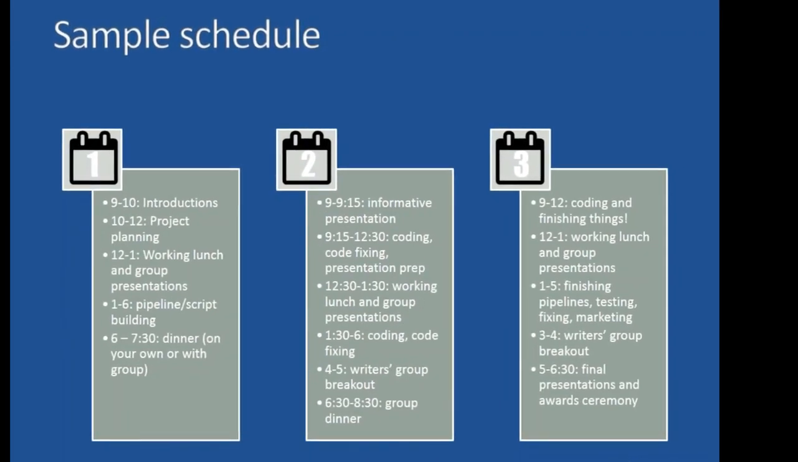So here is a sample schedule for a 3-day hackathon that starts at 9 a.m. each day and ends around 6. On day 1, of course, you want to leave plenty of time for introductions so that people get to know each other. And then we've found with past experience that it's useful for people to plan in the morning of the first day, not really to even start coding, but just to think through how they're going to approach the project and what steps they're going to take to do that.